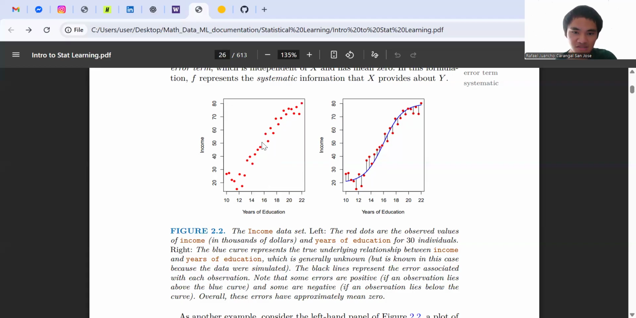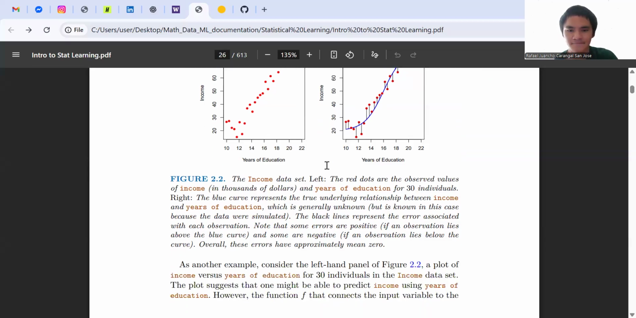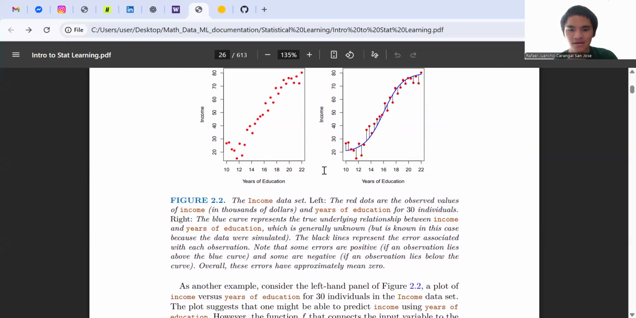And I'm assuming that these red data points are the number of students who have finished a certain number of years of education. And here we can see that the more years of schooling, the more income, right?